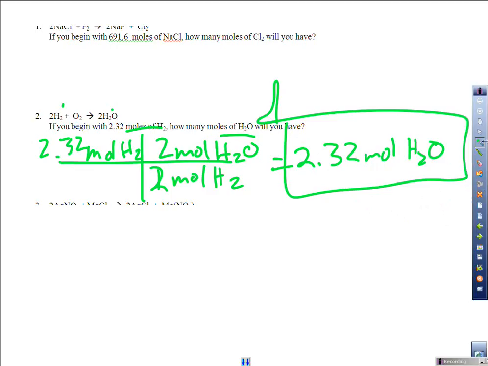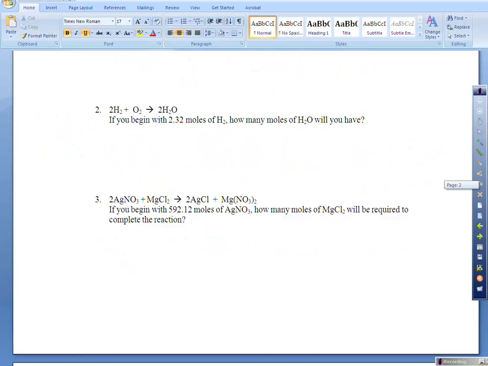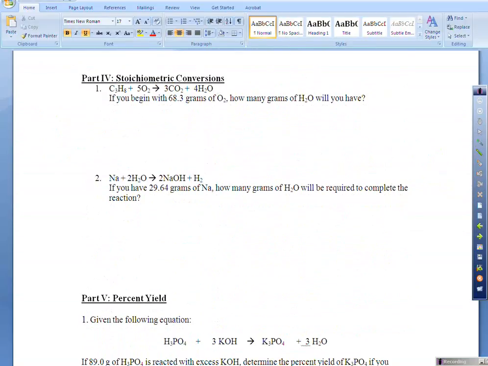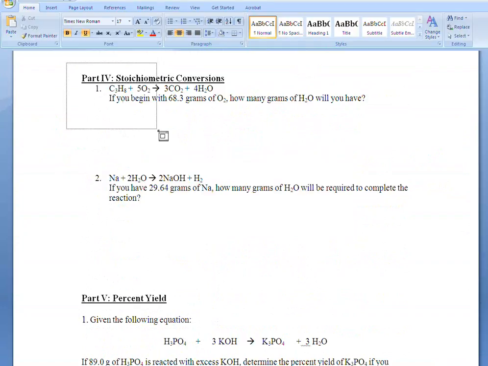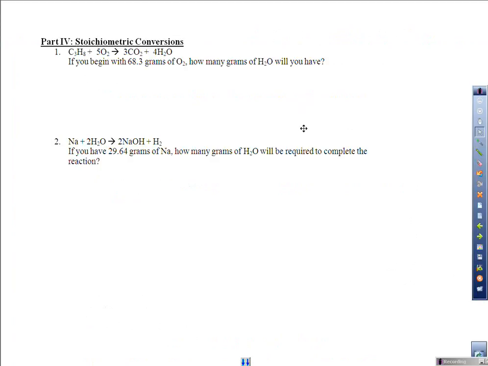Okay? Now let's move on to stoichiometry. Woohoo! Huzzah! All that jazz. Alright, so we're starting with grams of O2 and we want to end in grams of H2O. So this is what we do.